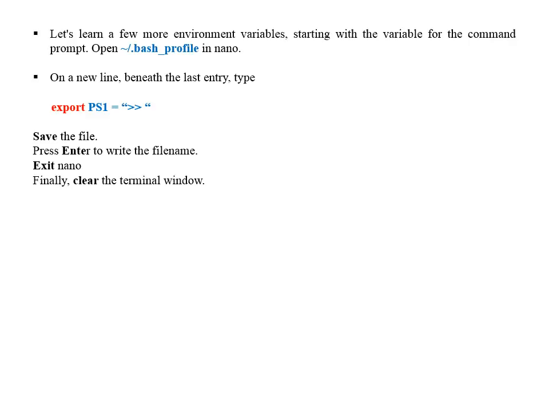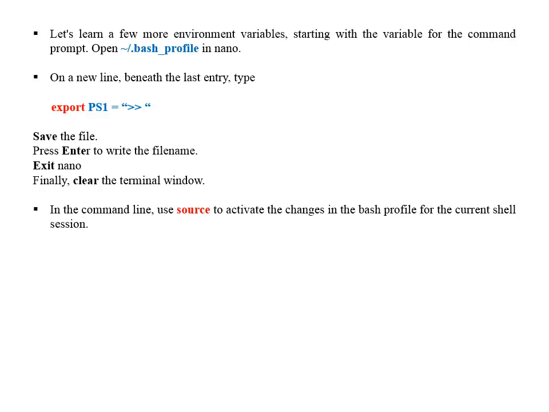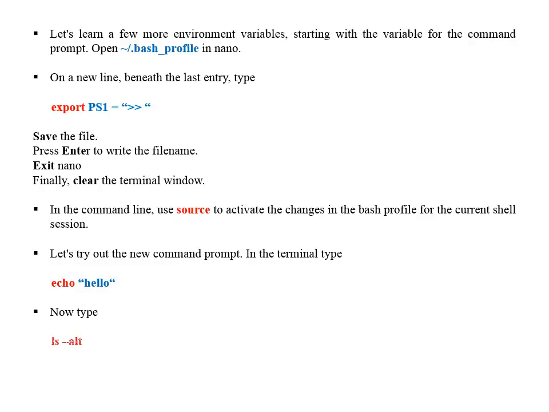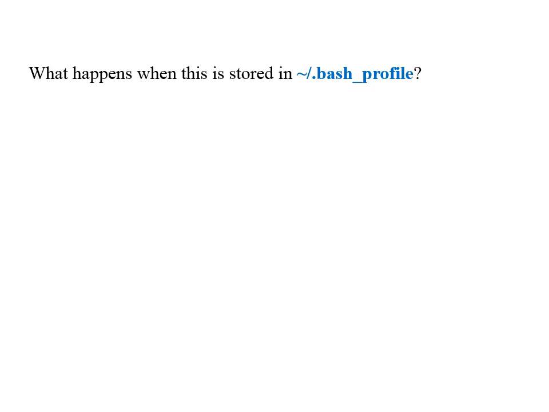Finally, clear the terminal. In the command line, use source to activate the changes in the bash profile for the current shell session. Let's try out the new command prompt. In the terminal type echo hello. Now type ls -alt. Did you notice that the prompt has changed? What happens when you store this in ~/.bash_profile?